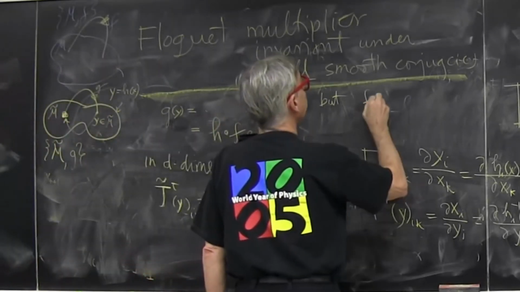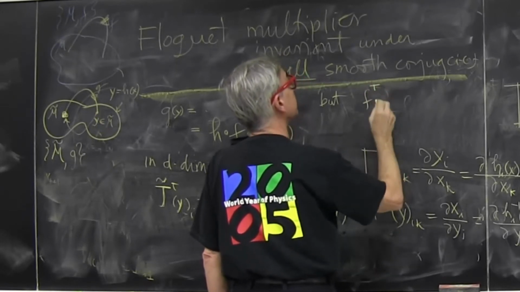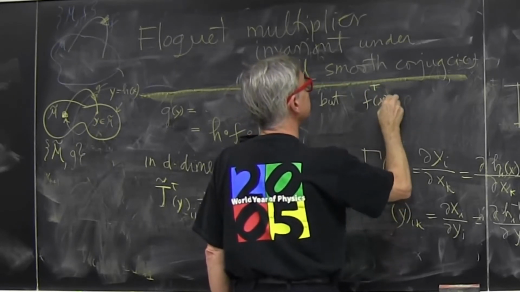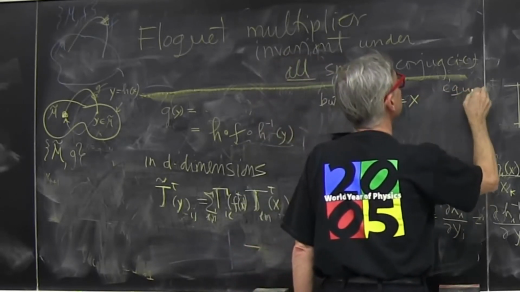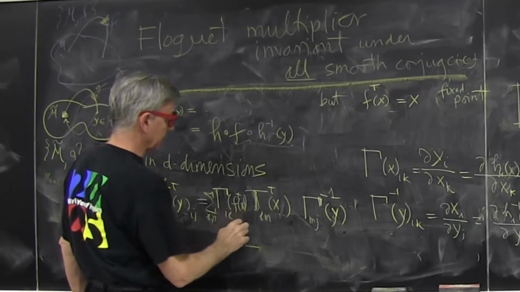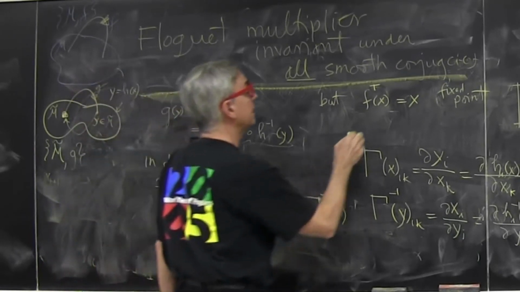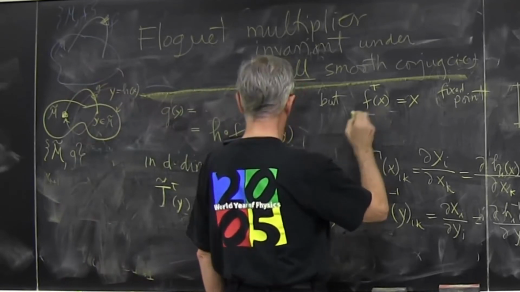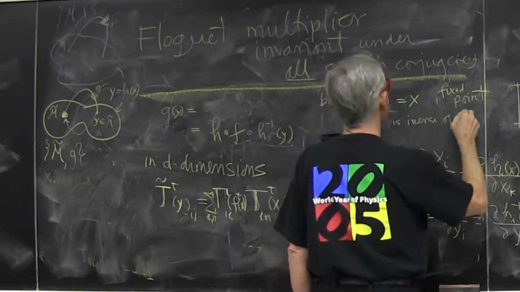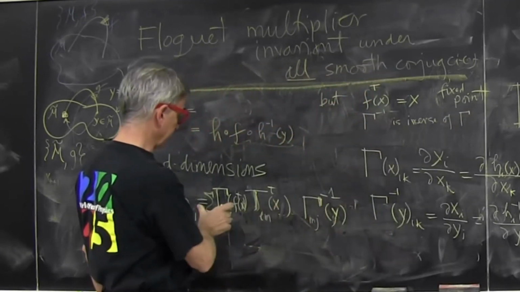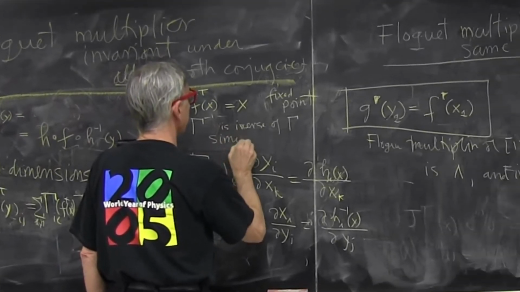If f of t of x is x, so this is an equilibrium or fixed point, then this is being evaluated at the initial point because I came back. And in that case I have that g minus 1 is the inverse of g because it's a matrix evaluated at the same point. That means I have a similarity transformation.